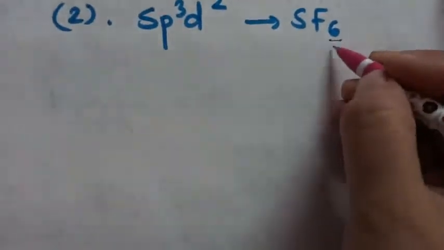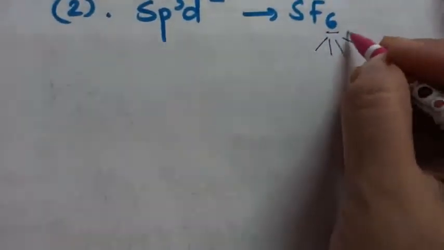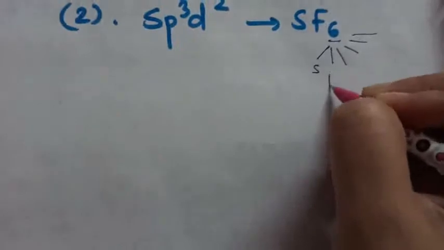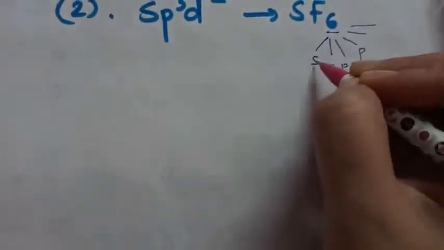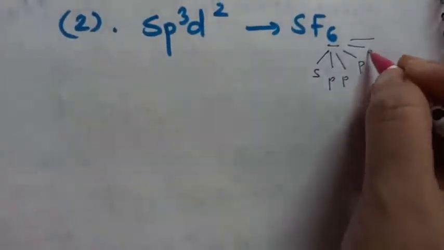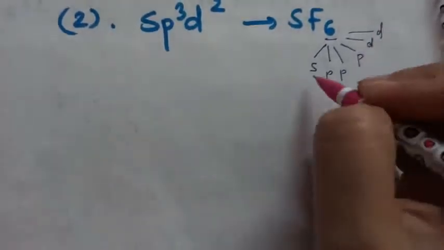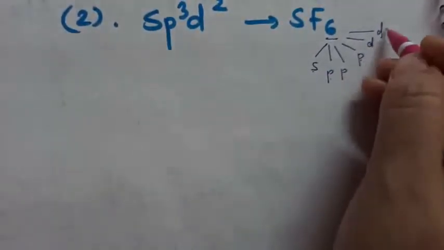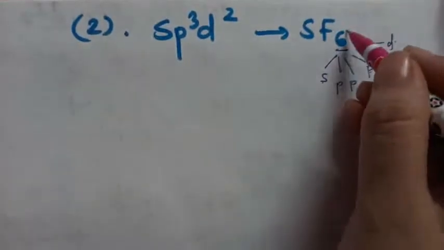So 6 means what? You draw 6 lines. So S, P, P, P. So S is only one, P are 3, then D, and then one more D. So can you count sp3d2? You have got your hybridization from the number itself.